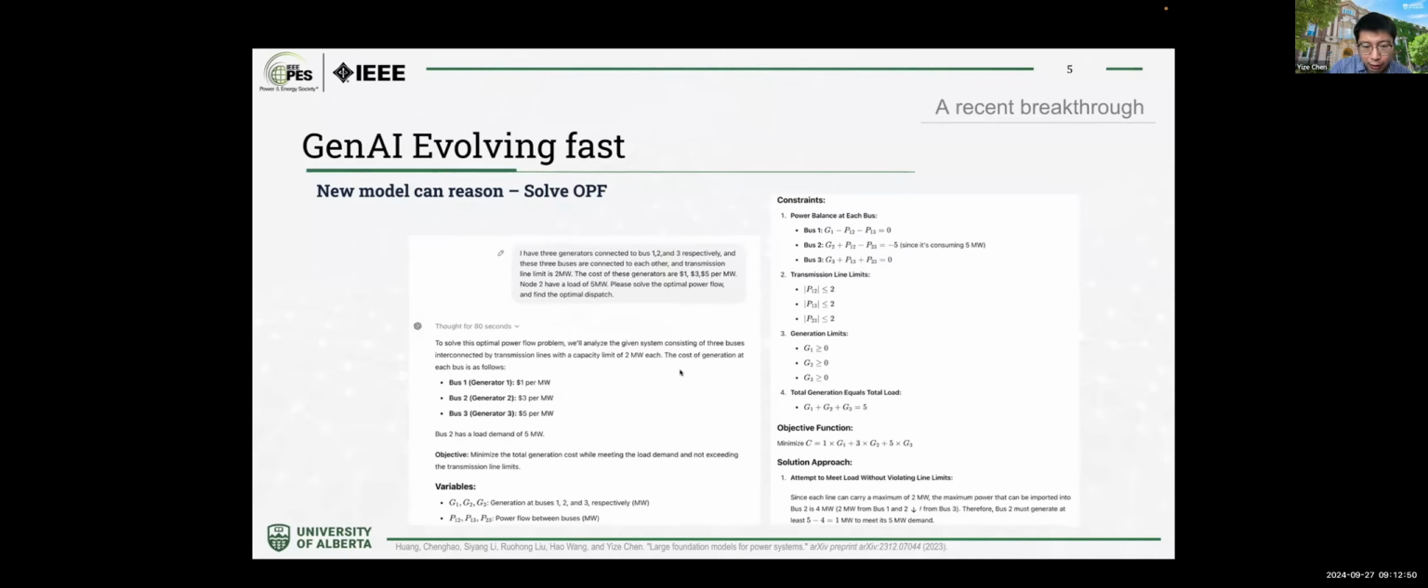And in other work, which is independent of this work, we also show the large language model can indeed help the power system achieve certain tasks.